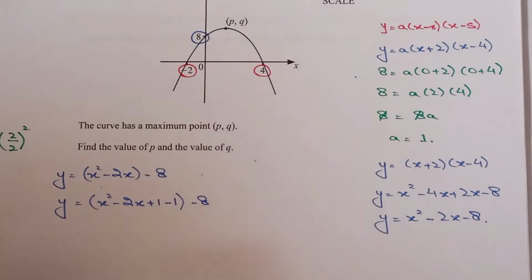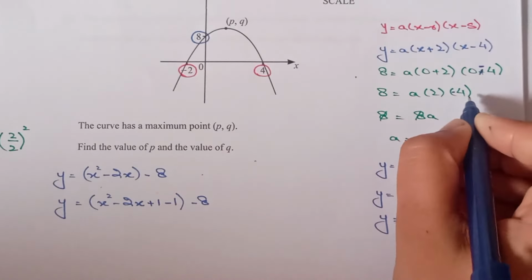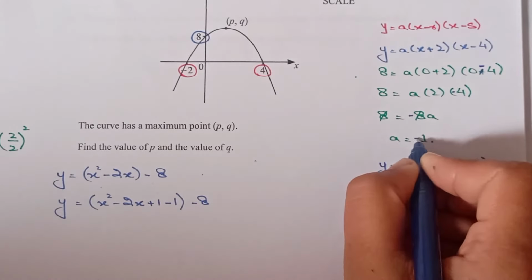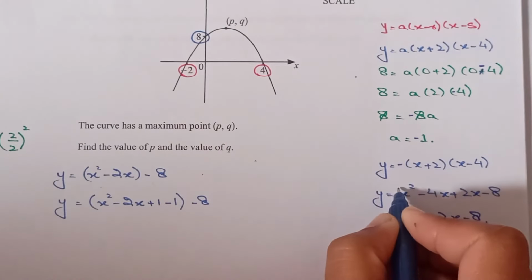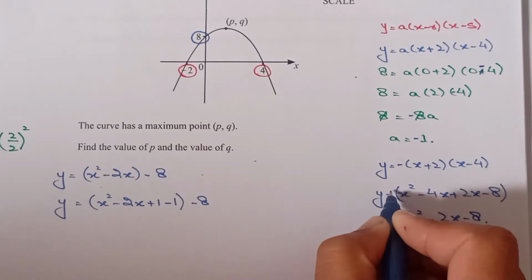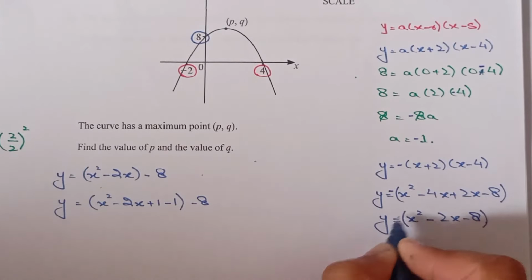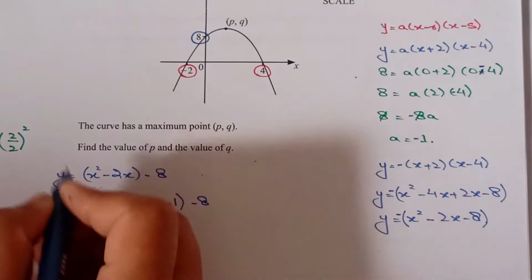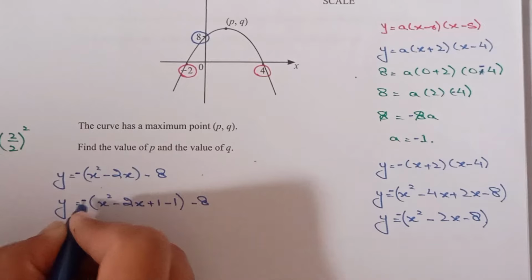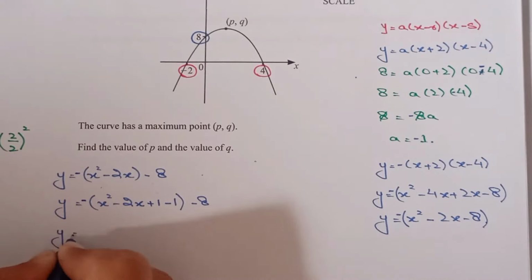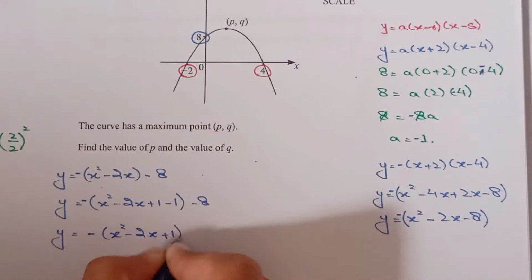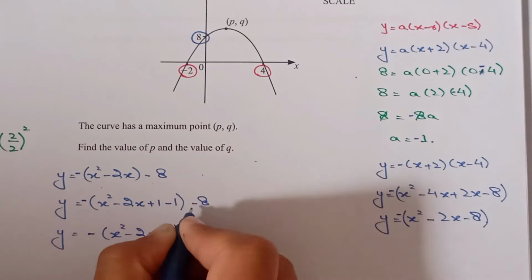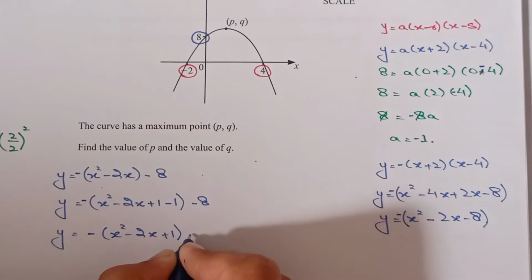Okay, so from here it would be minus 4. So this is minus 4, so 2 times 4 is minus 8. So the a is minus 1. Keep in mind the a value is minus 1. The negative sign is outside. I made a mistake, so this negative sign is outside. So from here, y would be equal to negative outside, x square minus 2x plus 1, and taking this negative 1 outside, negative 9 times negative would be positive.